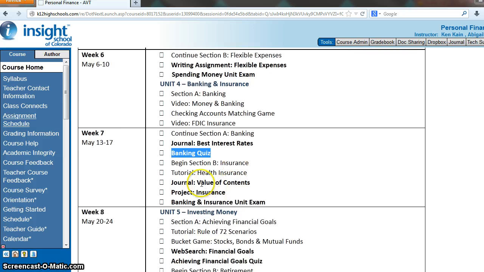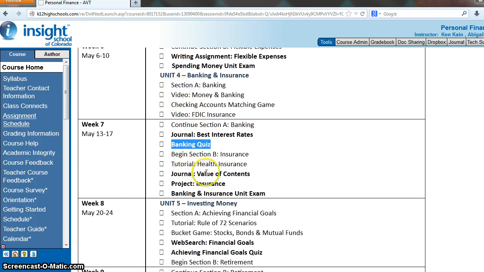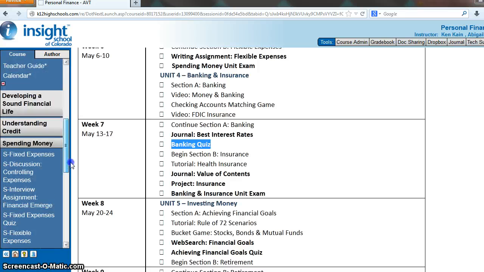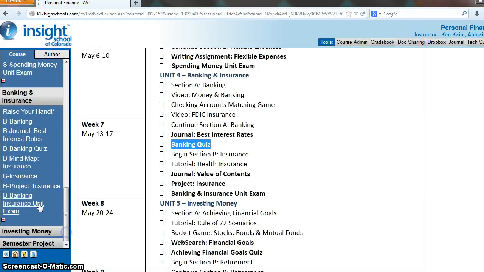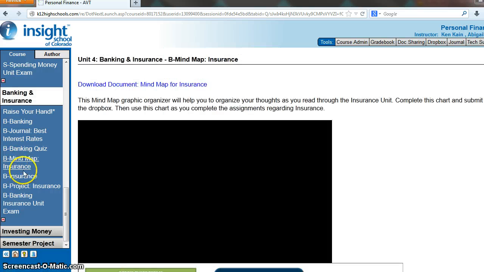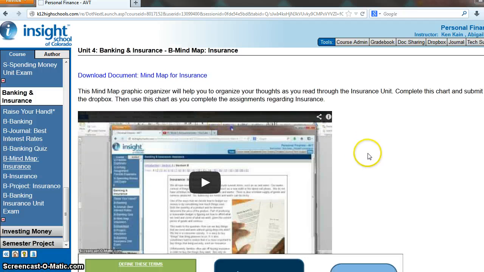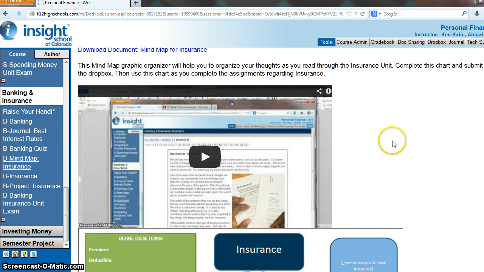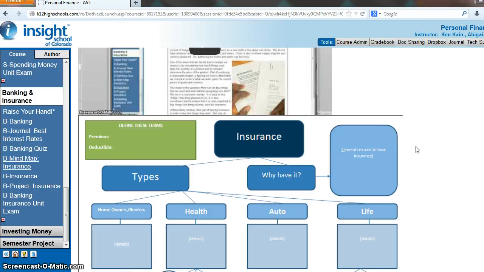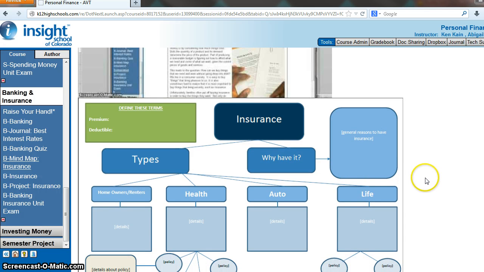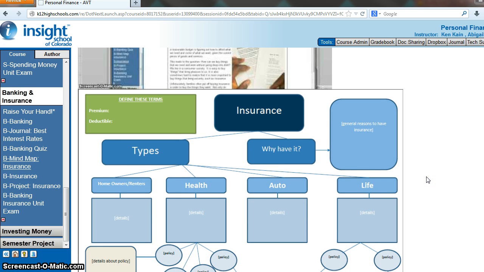And as you do move into Unit 4 and you get into the insurance section, I have this mind map here that I would like you to fill out. So I suggest that you open it up before you even start the reading on the insurance, and I even have a video about how I want you to go through and fill this out. This is a grade. I've added it to the grade book and I actually replaced it. I took out a journal, so it's an even trade.